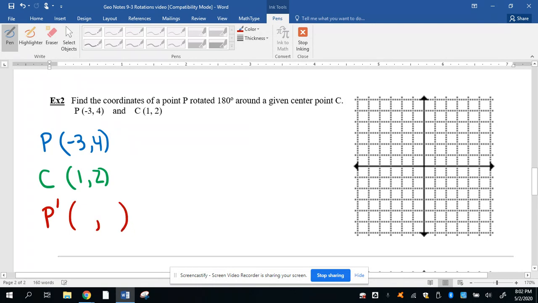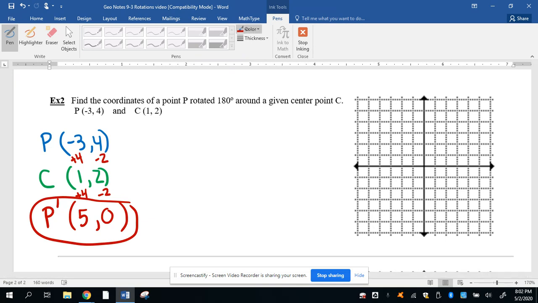So P is our pre-image, P prime is our image. To go from P's x value to C's x value, we are adding 4. So I have to add 4 for my x value here to get 5. From 4 to 2, I am subtracting 2. 2 minus 2 will give me 0. This is our answer. That's all you would have to do.